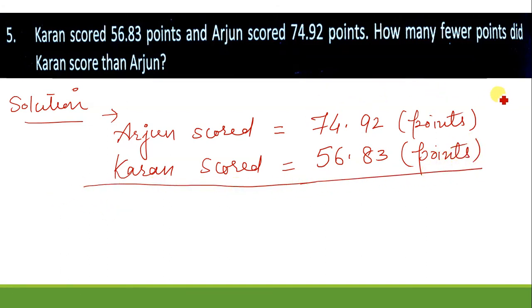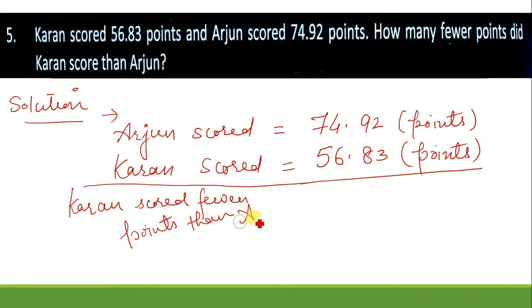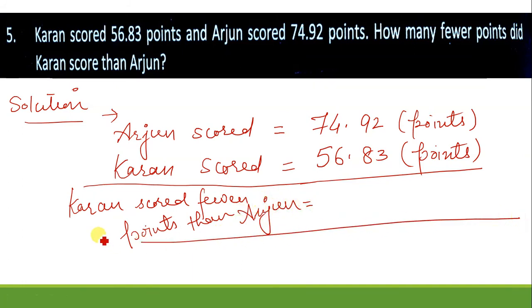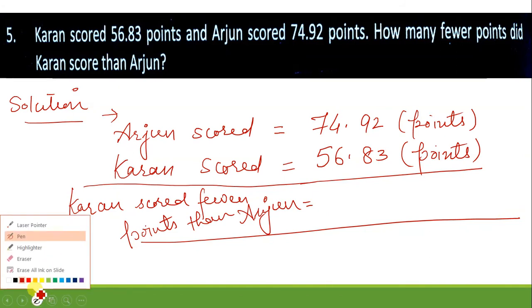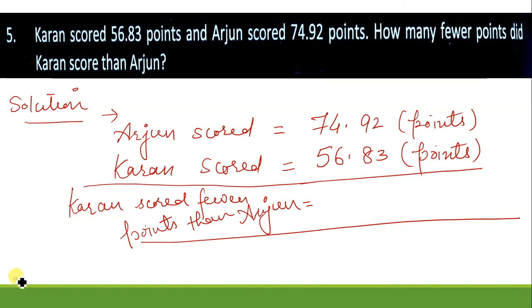Now how many fewer points did Karan score than Arjun? So Karan got less, so that difference you will get. Now Karan scored fewer points than Arjun. Now get the difference. So for difference you will subtract.